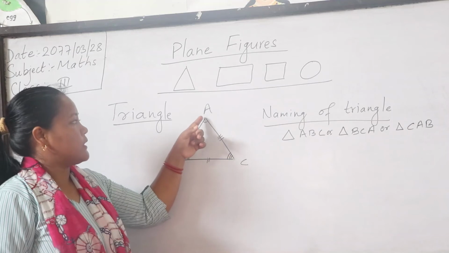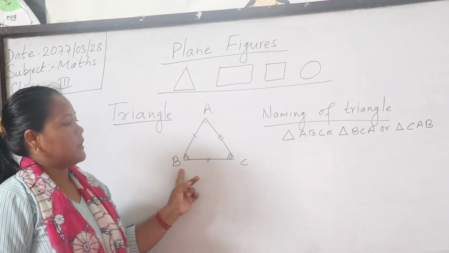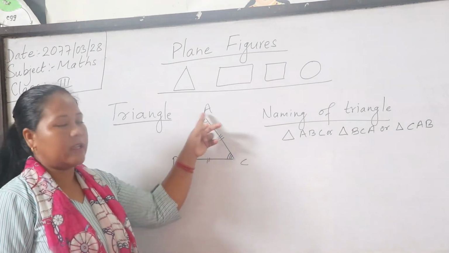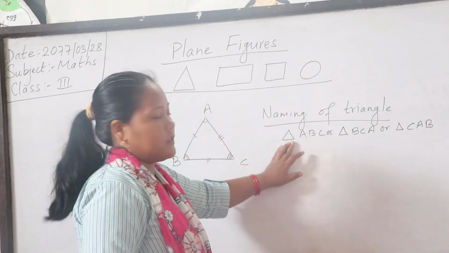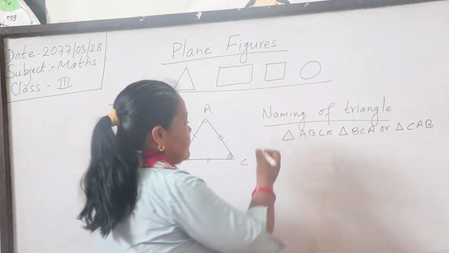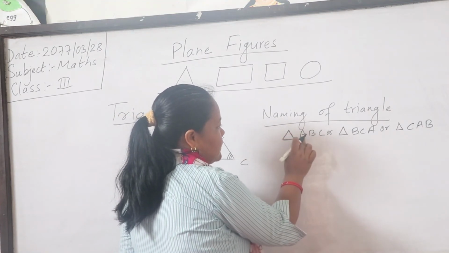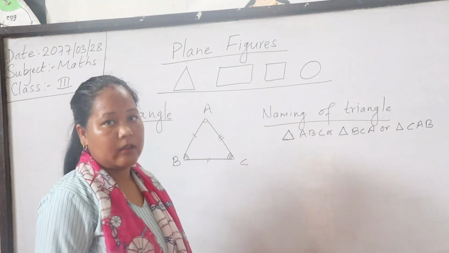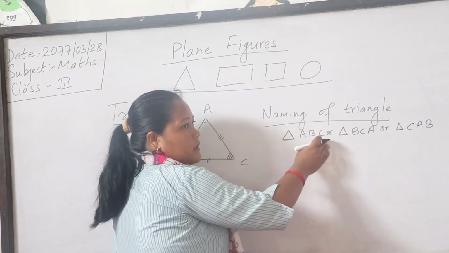We can start from the letter A, ABC; from B, then BCA; if we start from C, then CAB. And this is the notation. You have to draw a small triangle sign and write ABC. Triangle ABC. And read it as triangle ABC.